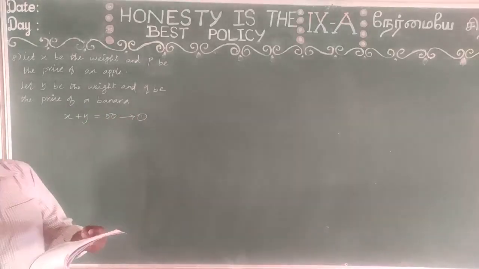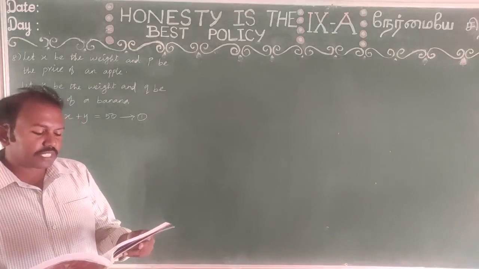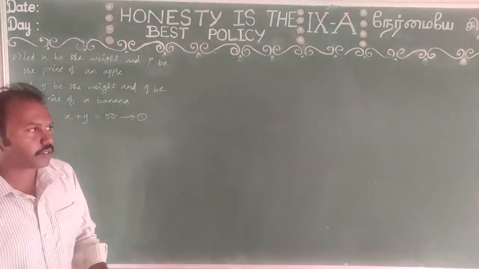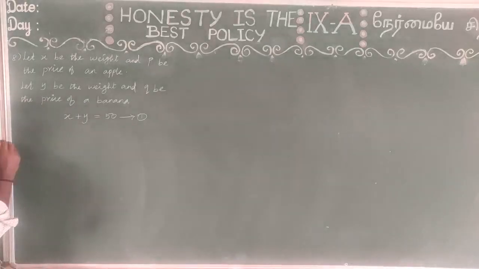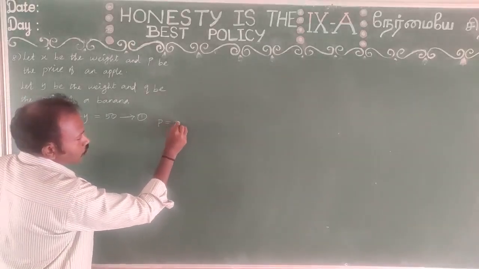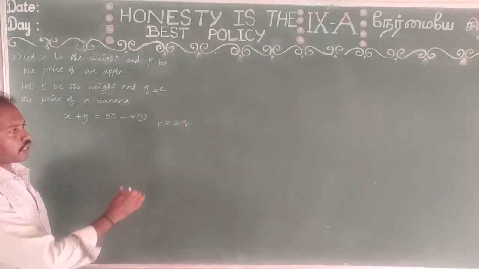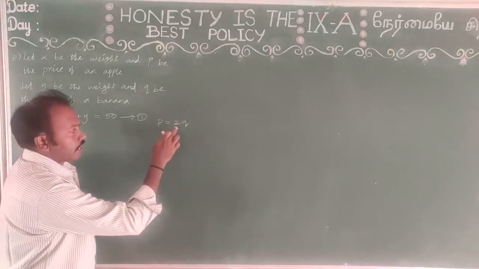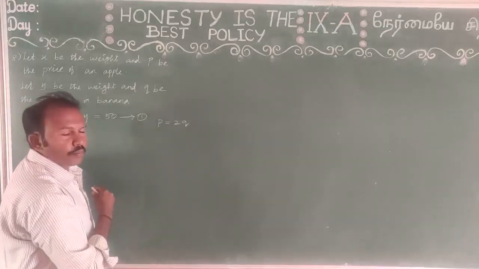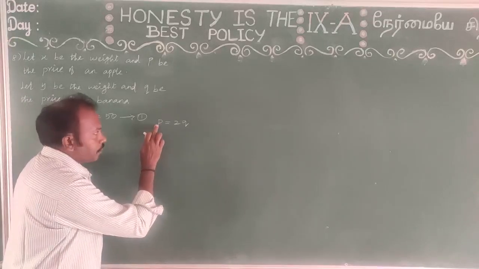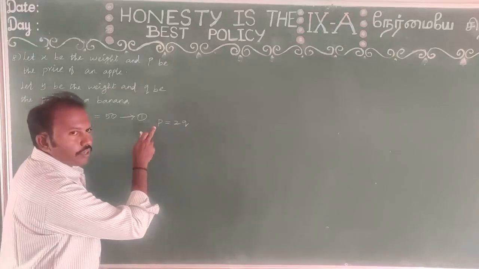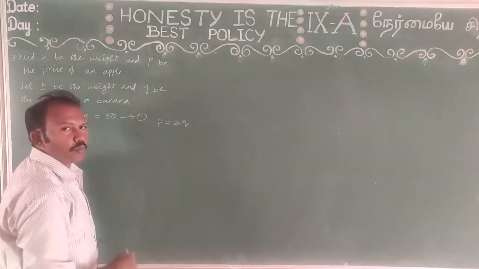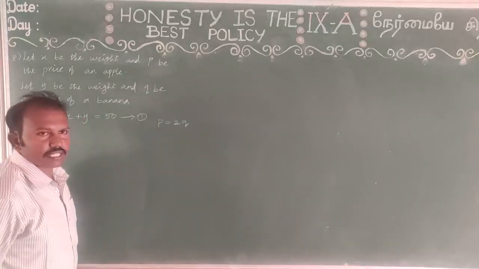Right. Next one, she paid twice as much per kg for apples as she did for the bananas. So the condition given is p is equal to 2q. Here p is the price of apple, and q is the price of banana. So p is equal to 2q. That is, she pays twice the amount for apples compared to bananas. That is the given condition.